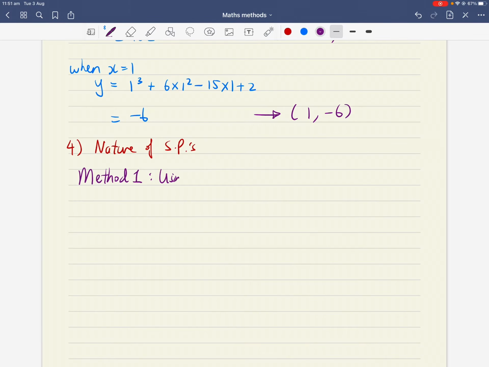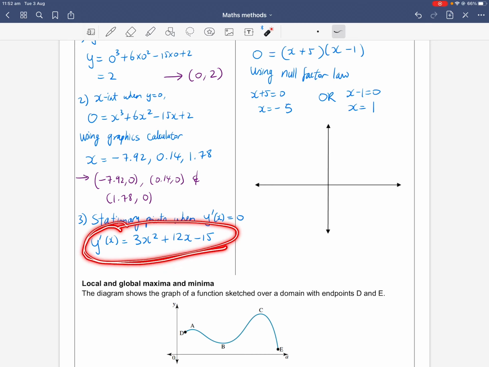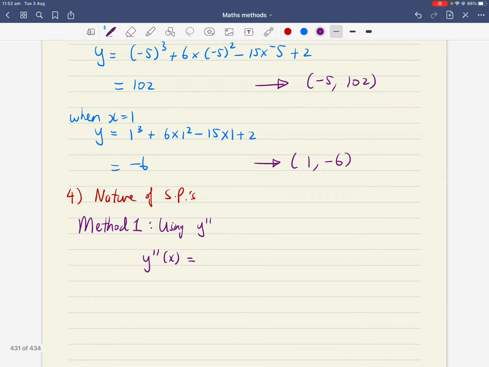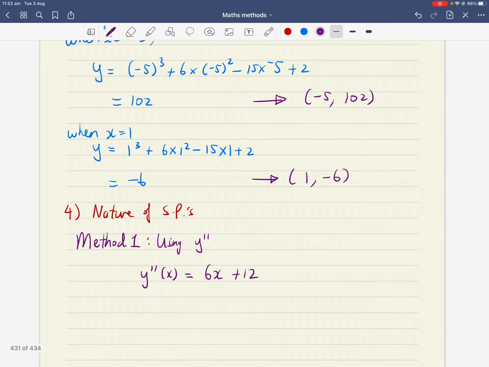So let's work out what y dash dash is. Let's go back to what y dash was. y dash was 3x squared plus 12x minus 15. To get y dash dash, we need to differentiate this one again. So 3x squared becomes 6x, the 12x becomes 12, and the 15 disappears because it's constant. So y dash dash gives us 6x plus 12.